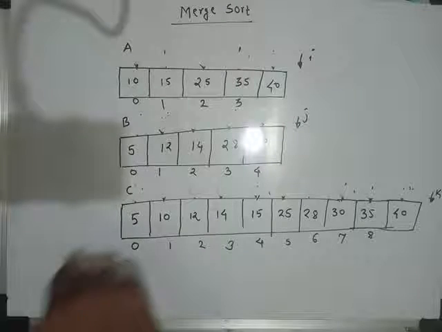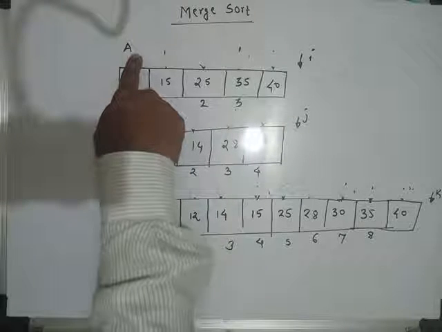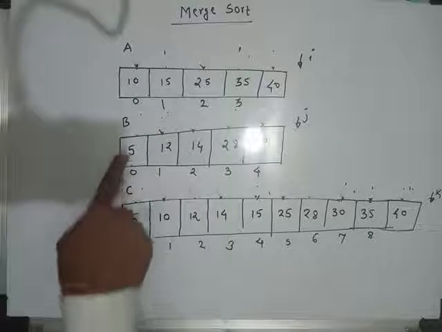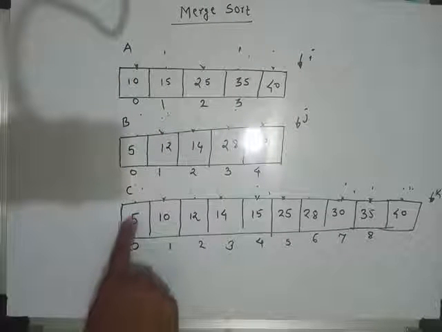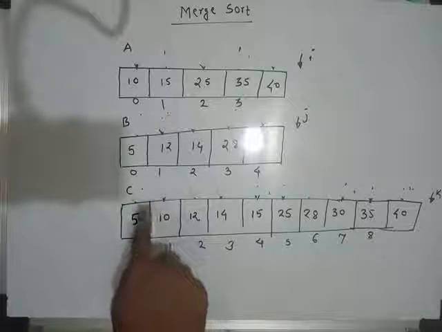If I repeat one more time, I'll take one variable I, which I'll initialize to this position, J will be initialized to this position, and K will be initialized to this position. C is the array in which we will merge arrays A and B.